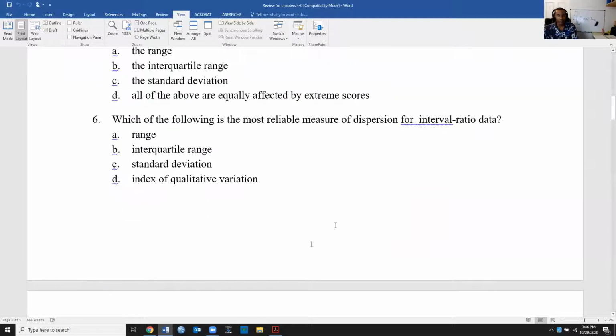Which of the following is the most reliable measure of dispersion for interval ratio level data? C. Good, C. Yeah, we kind of just did talk about that. So does anybody need any clarification on that? Okay.